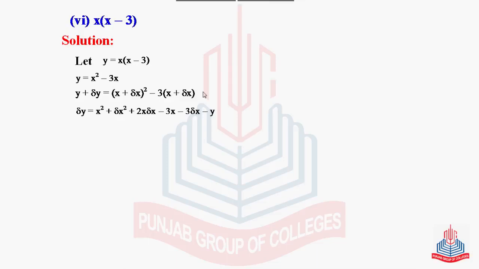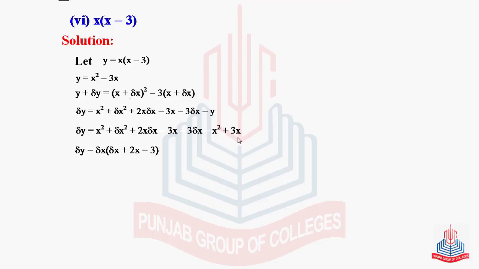Just replace x by x plus delta x, and delta y is equal to, opening the square, x square plus delta x whole square plus 2x delta x, minus 3x minus 3 delta x, minus y. Just put the value of y, which is x square minus 3x. Applying this minus, we have minus x square plus 3x, and after simplification we have delta y is equal to delta x into (delta x plus 2x minus 3), as x square and x square will be cancelled out, minus 3x plus 3x will be cancelled out, and we can take delta x as a common factor, so we are left with delta x plus 2x minus 3.